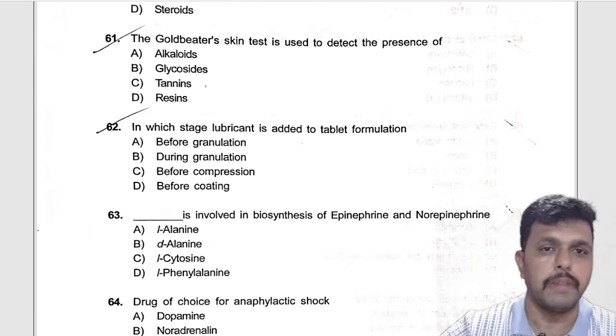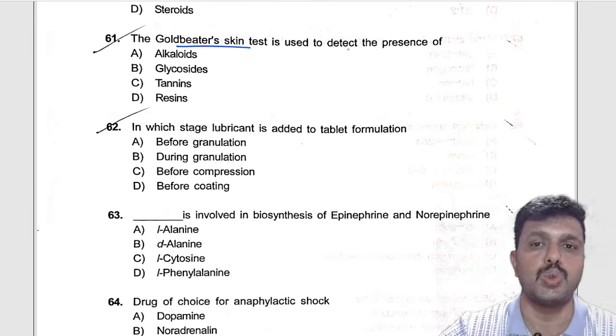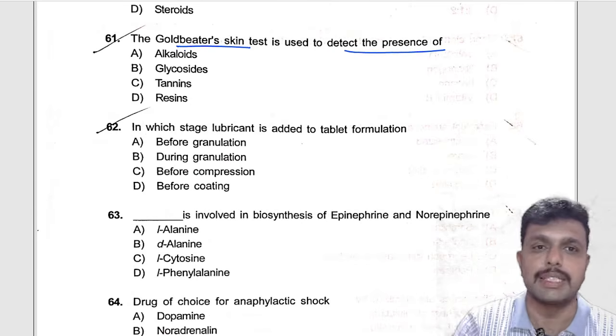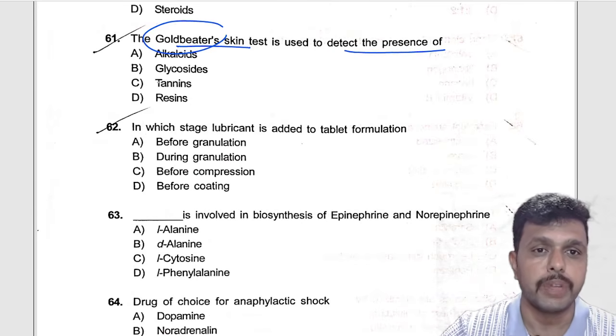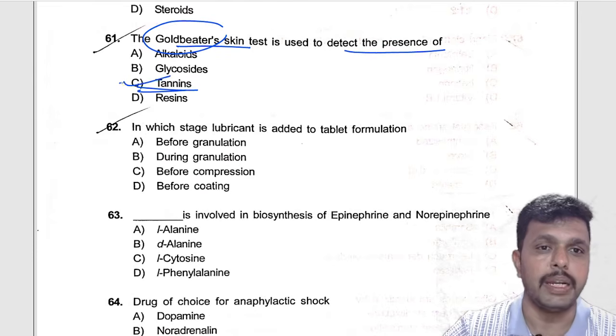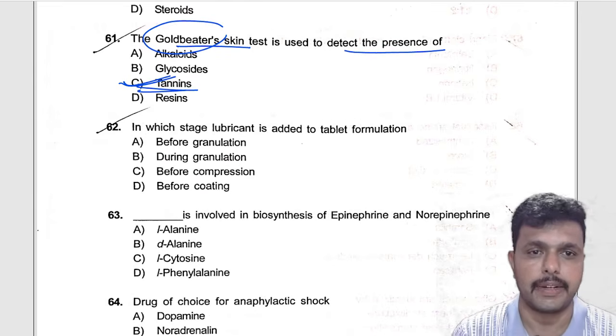Next, question 61. The goat beater skin test is used to detect the presence of tannins. Option C is the right answer.